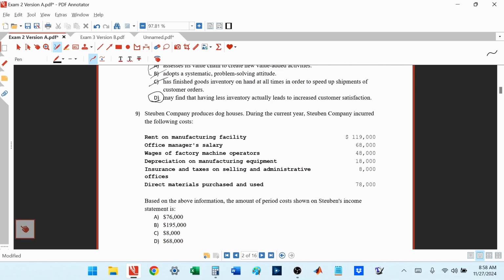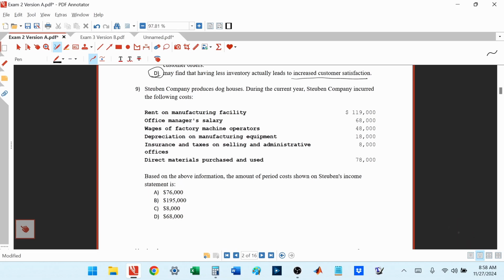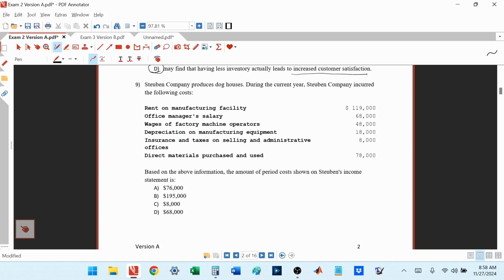But yeah, this is true. If you use a JIT system, you may find that you have less inventory on hand, which leads to increased customer satisfaction, because they place an order, you make it based on what they ordered, and they don't get any old products or anything that's been sitting on your shelves for 3 years, because you don't have anything sitting on your shelves. They get something brand new made to their specification. Like whenever somebody comes into Domino's and orders a pizza, Domino's uses a JIT system. Just-in-time inventory. Let's do 9.